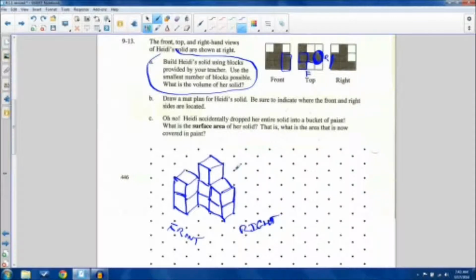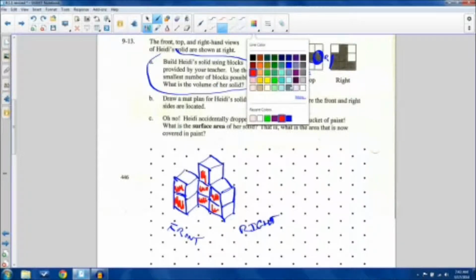So we're done drawing this, but there are 2 blocks back here that I can't see. No, I'm sorry, we're not done. Yes, we are done. Again, 2 blocks you cannot see. So here are my front ones. My right ones.